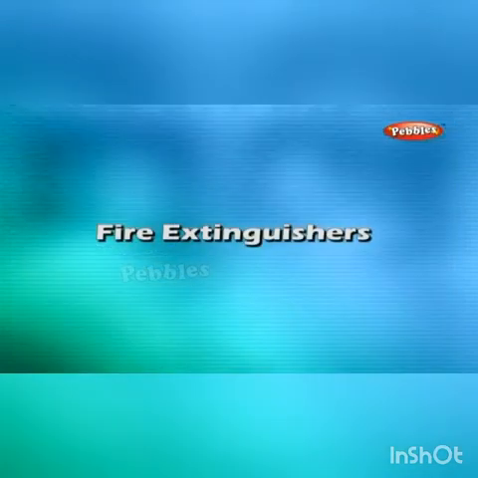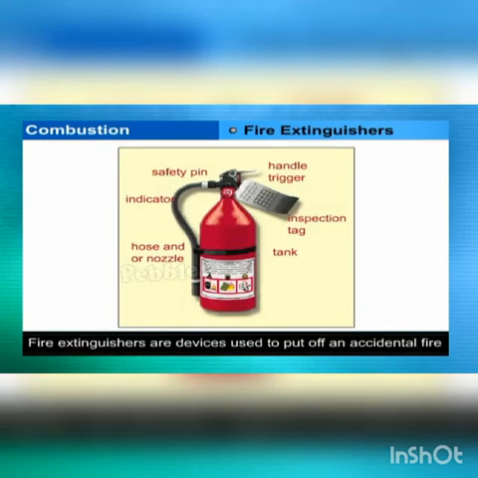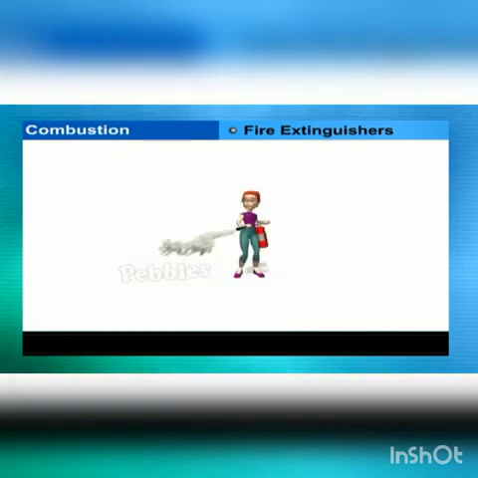Fire extinguishers. You must have seen fire extinguishers kept in schools, theatres, hospitals, business places, etc. Fire extinguishers are devices used to put off an accidental fire. They are painted red for easy identification. Let us now consider the various types of fire extinguishers that are effective for different types of fire.